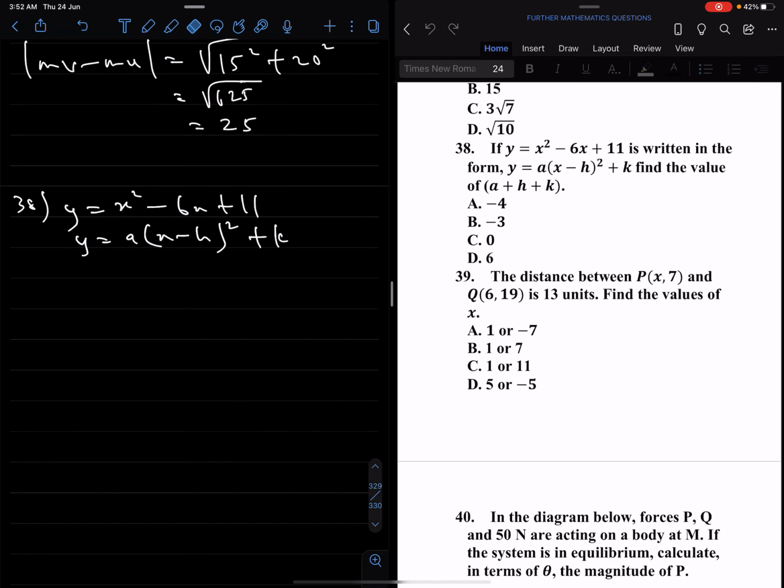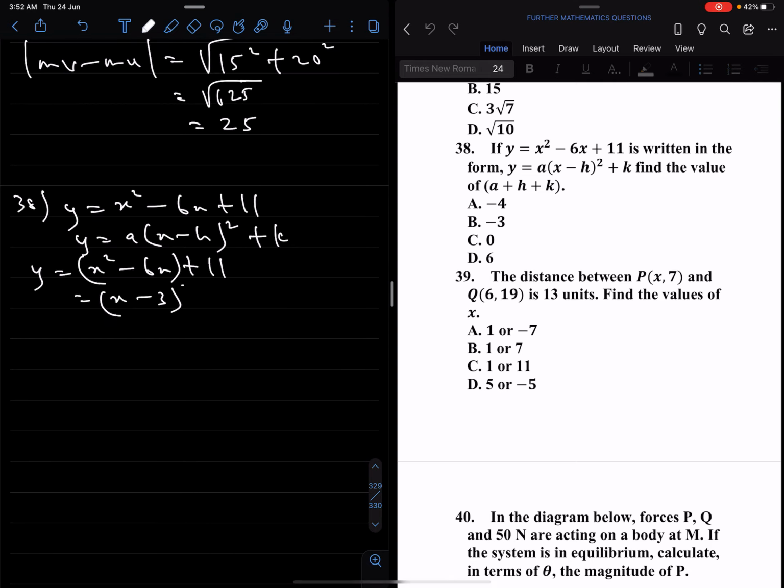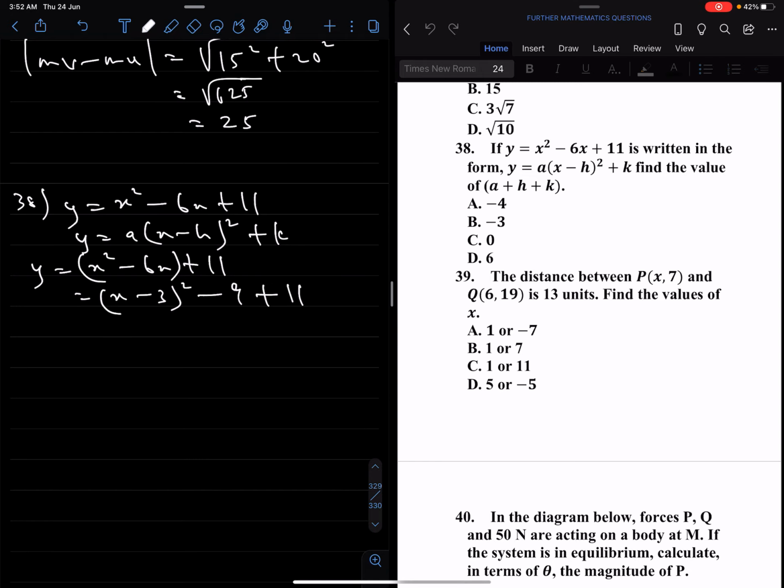We can write y is x squared minus 6x plus 11, and that's the same as, completing the square for x squared minus 6x, (x minus 3) squared minus 9. Of course, half of minus 6 is minus 3, so that's (x minus 3) all squared, and you now subtract the square of this minus 3. So that means (x minus 3) squared minus 9 plus 11, which is the same as (x minus 3) squared plus 2.